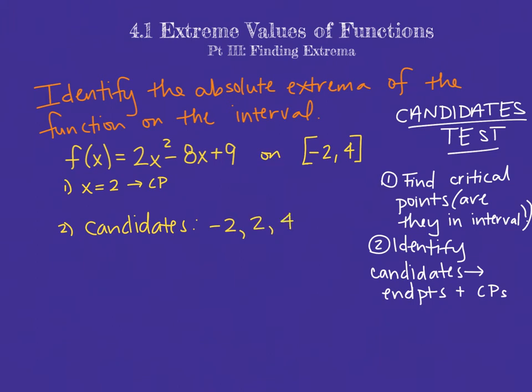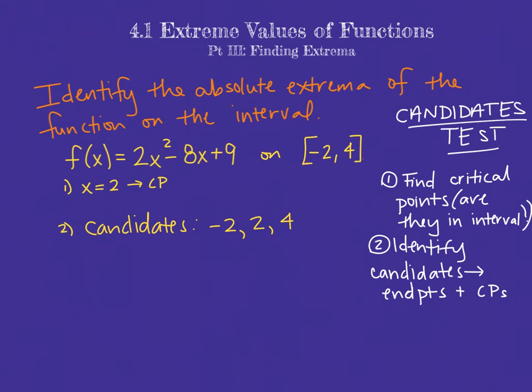You are always going to have at least 2 candidates because the candidates test needs to include both of the endpoints. You may or may not have a critical point, and even if you do, it may or may not be within that interval. So you will have at least 2 candidates. In this case, we have 3 because our critical point was in the interval that we are dealing with here, between -2 and 4.